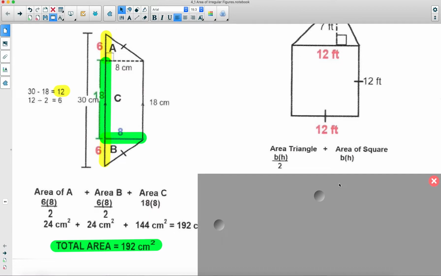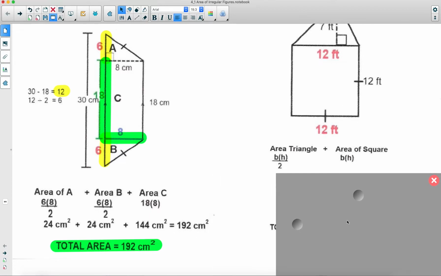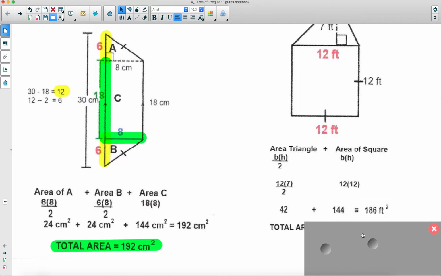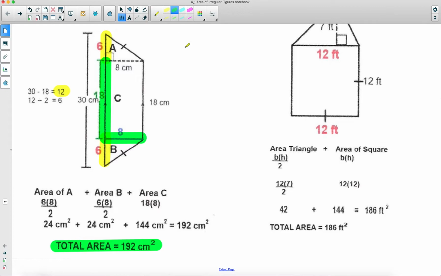So area of a triangle, base times height divided by 2. So we have our 12 and our 7, which you'll see over here. 12 times 7 divided by 2, which gives us 42. Area of the square is 12 times 12, which is 144. Add it together, and we have a total of 186 square feet. And that's that. All right.